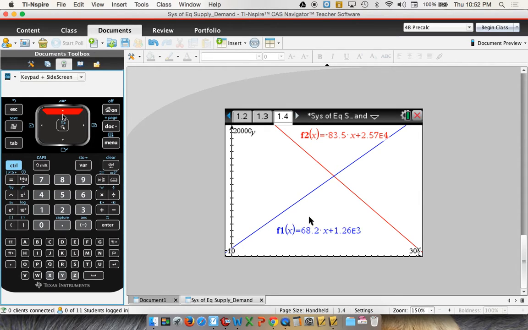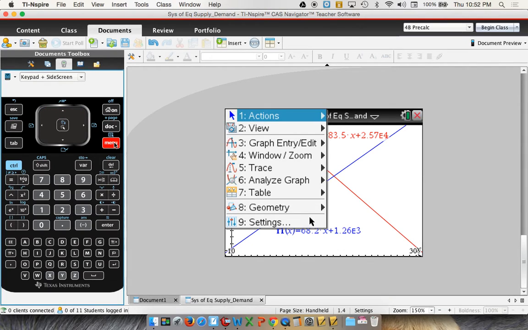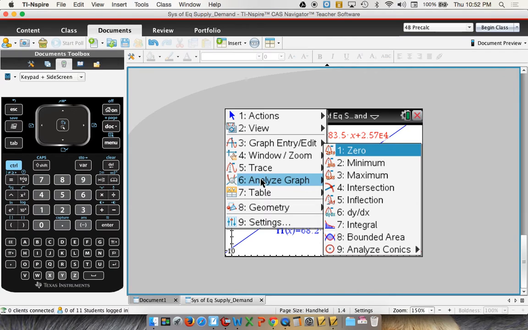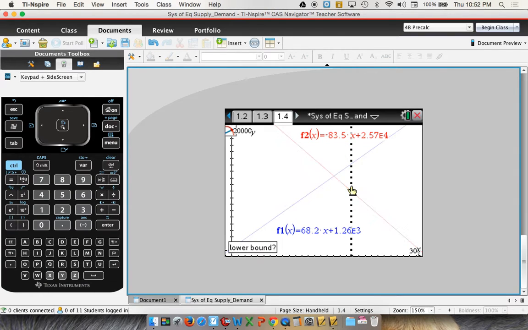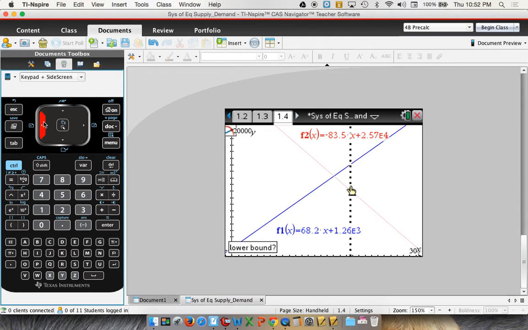Gosh, do I know how to find an equilibrium point? I think so. Menu, analyze graph, intersection. I'm going to get over here on the left, click, highlight across my intersection point like always, and there it is. Press enter. Okay, problem is you need both numbers, and as always, it's not showing you, it went to scientific notation. I have found a solution to that.